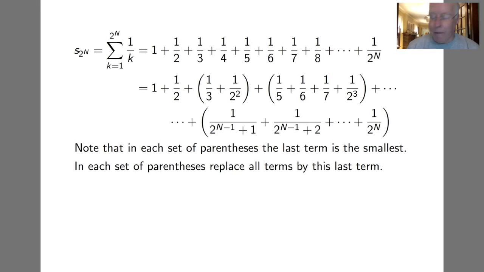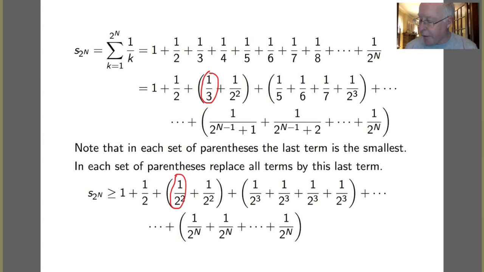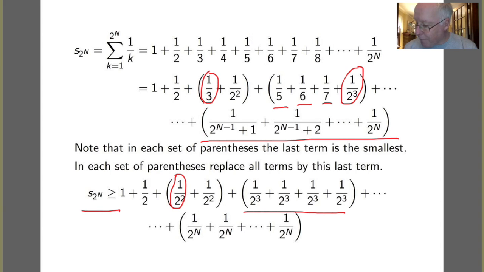When we do that, we have the following. Of course, because we're making these numbers smaller, replacing 1/3 by 1/4 gives us something smaller. So we're getting something smaller than S sub n. Likewise, we replace 1/5, 1/6, 1/7 by the last term in the parentheses, the 1/8. That happened here. And in the last set of parentheses, everything before the 1 over 2 to the n then gets replaced by 1 over 2 to the n. So this gives us something smaller than S sub 2 to the n.